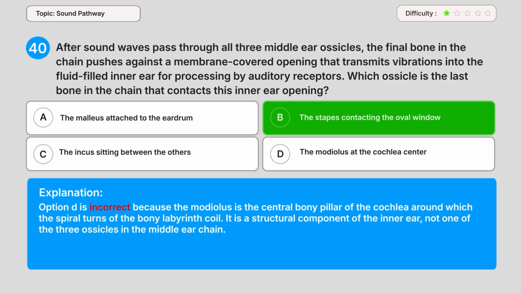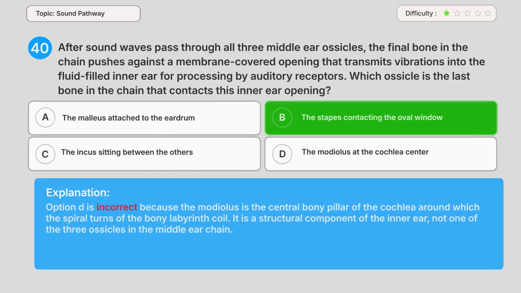Option D is incorrect because the modiolus is the central bony pillar of the cochlea, around which the spiral turns of the bony labyrinth coil. It is a structural component of the inner ear, not one of the three ossicles in the middle ear chain.